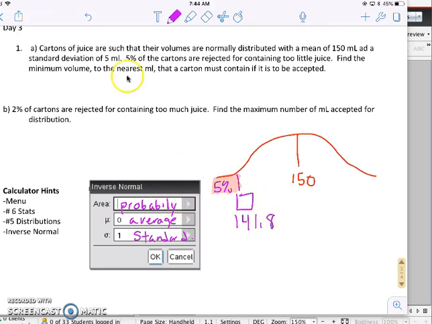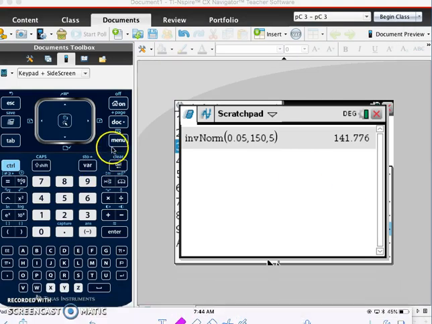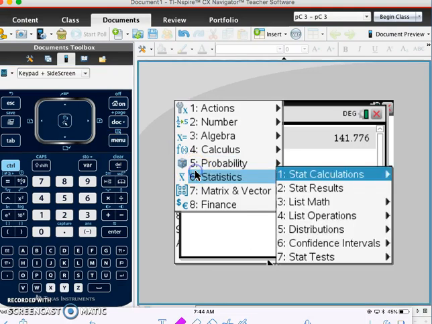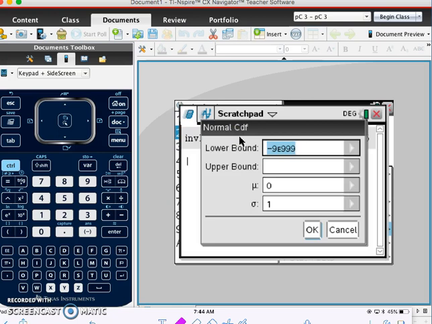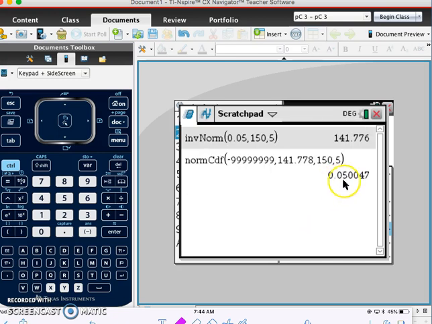So we could kind of see how this works from yesterday. If we wanted to find that area under the curve, yesterday we would go to Menu, Statistics, Distribution, Normal CDF. So if we wanted to find the area up to 141.778, I rounded there, with our average of 150 and our standard deviation of 5, you'll notice we have that 0.05. So our 5% is right there.